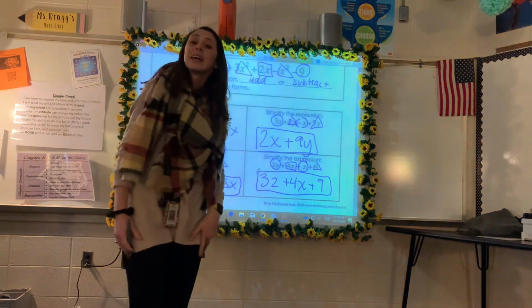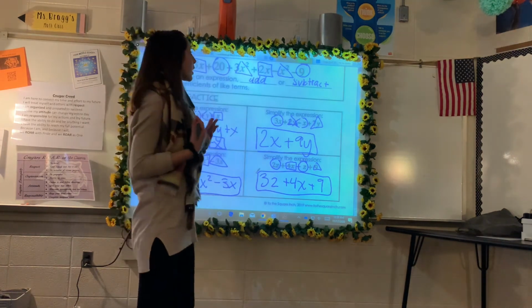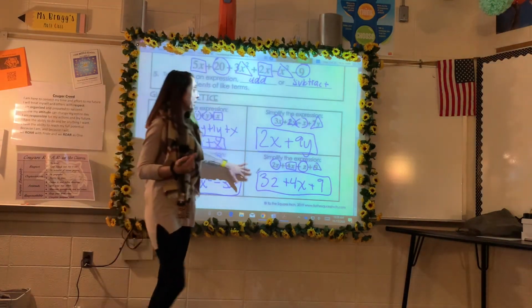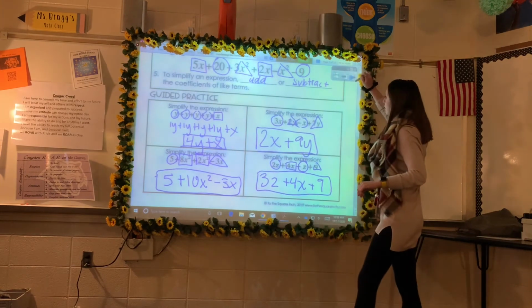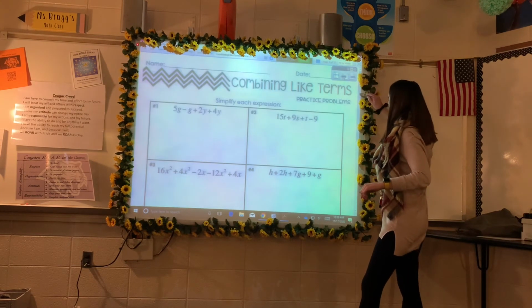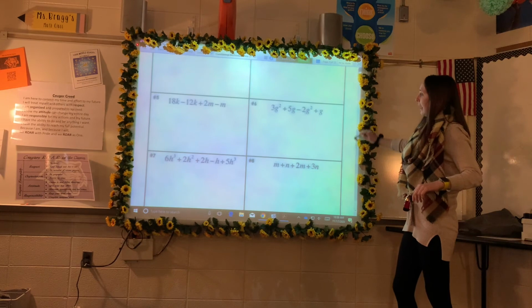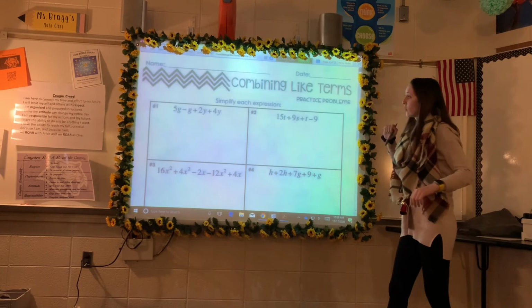Alright, again, went super fast, but I think y'all are good. I think you'll be good to go with combining like terms, not vocab. These 8 you will do on your own on the following page.